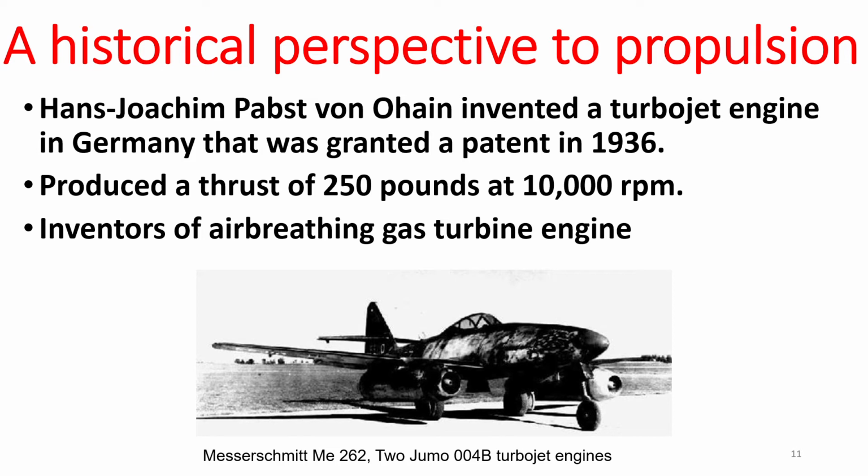The German effort was unfortunately geared toward the German World War II war effort. But he was granted the patent in 1936. It was the first turbojet that was built. It produced a thrust of 250 pounds at 1,000 RPM.